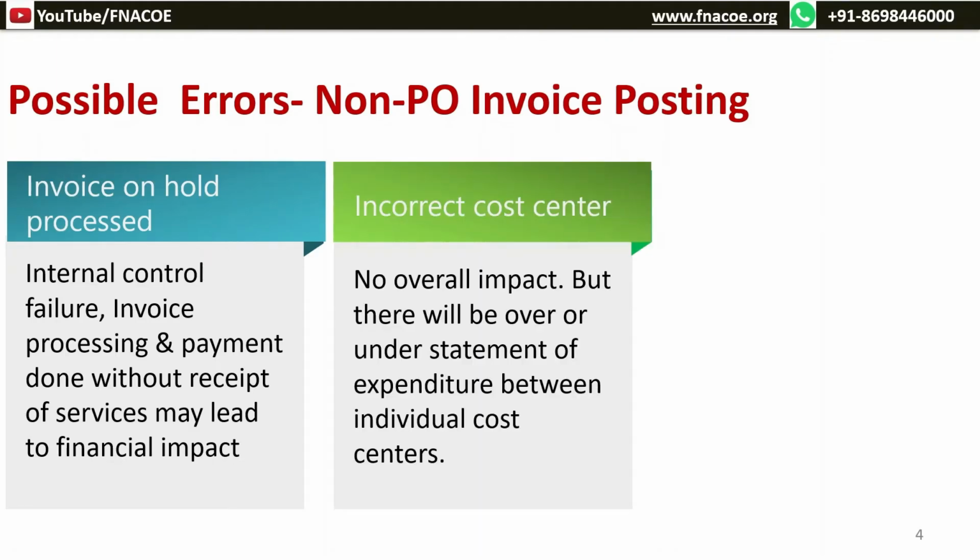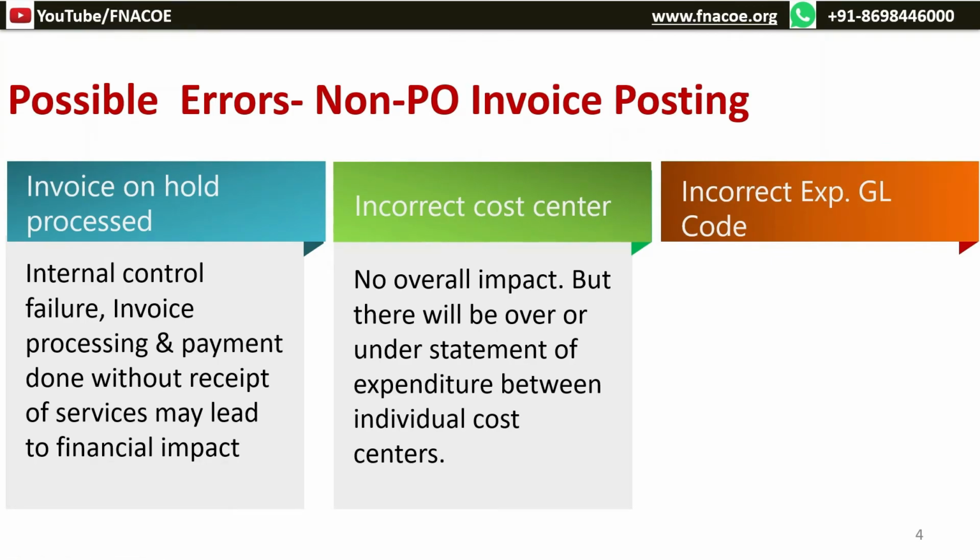Incorrect cost center. Posting to an incorrect cost center is frequently observed. This is not a significant issue as the impact is internal to the business and can be rectified by posting adjustment journal entries. I can give an example: an expense related to Department 1 is wrongly debited to Department 2.